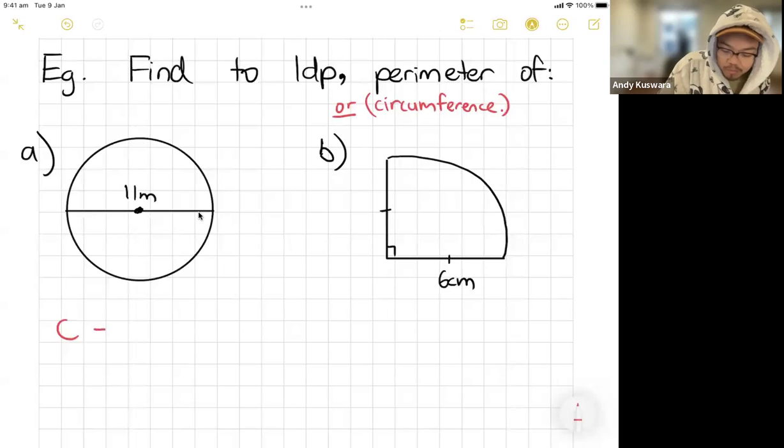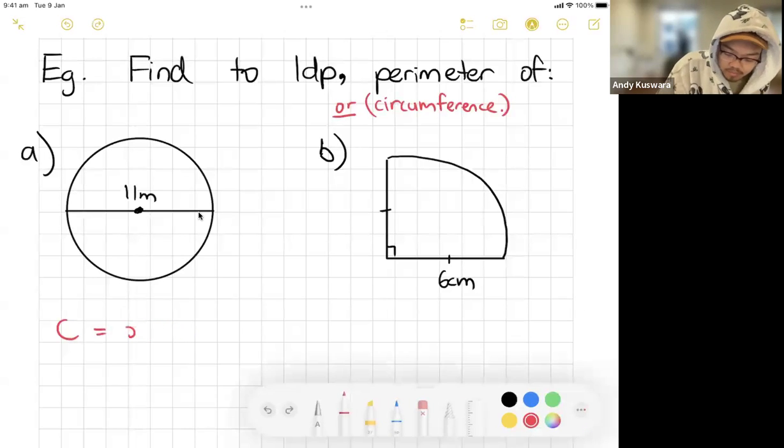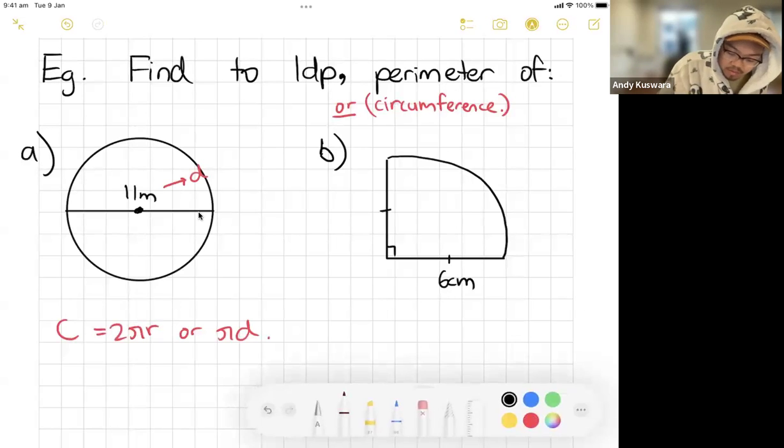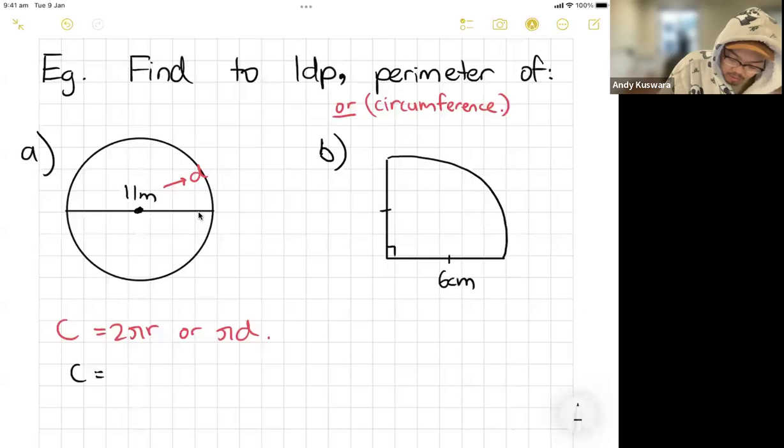Okay, so remember our formula was 2 pi r, or pi times diameter. Now in this particular case, we've actually been given a diameter because the 11 meters is from one side of the circle all the way to the other. So the easiest way for me to do this is my circumference is going to be pi times 11. Put that in your calculator.